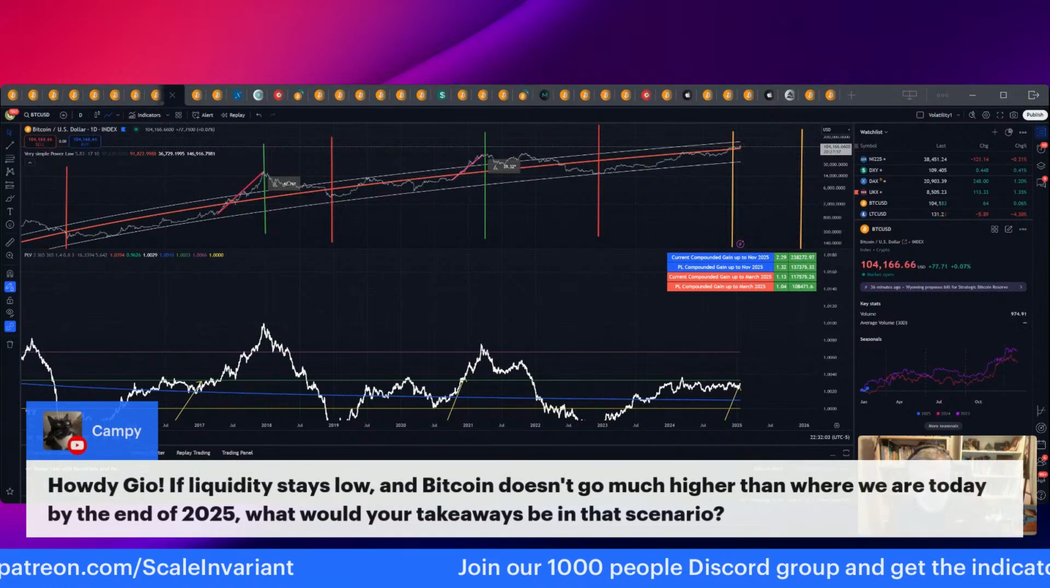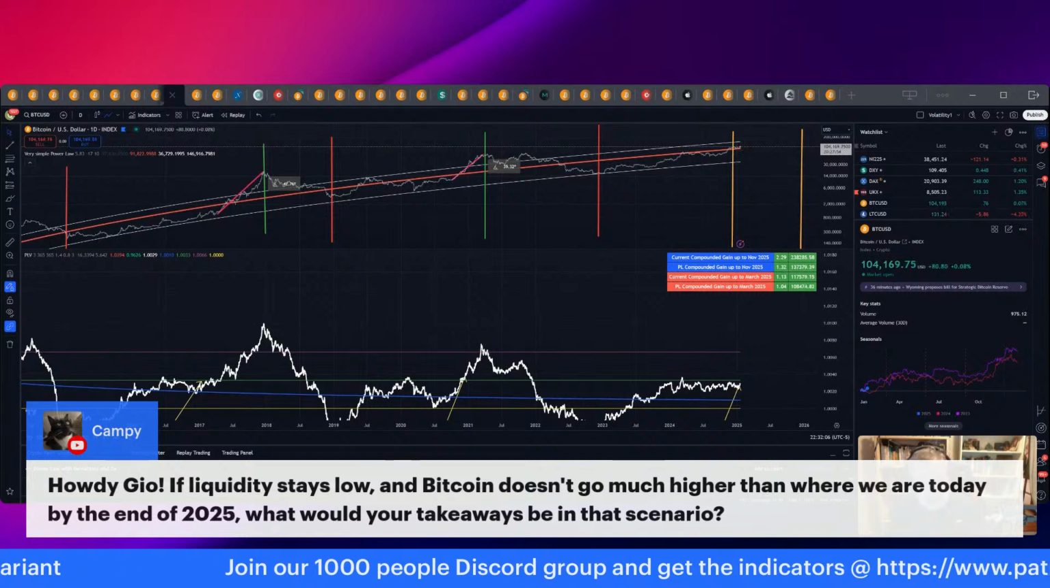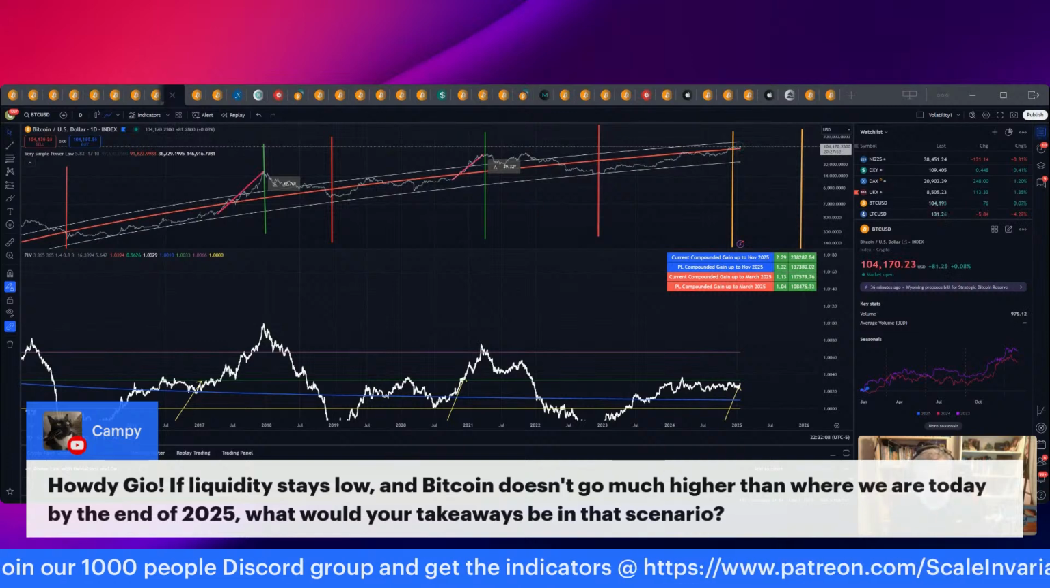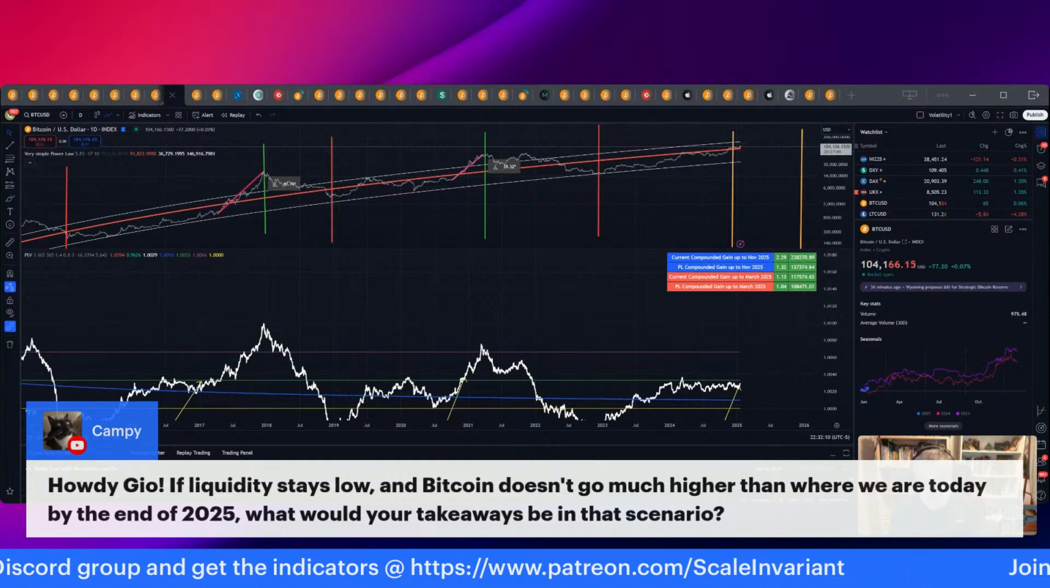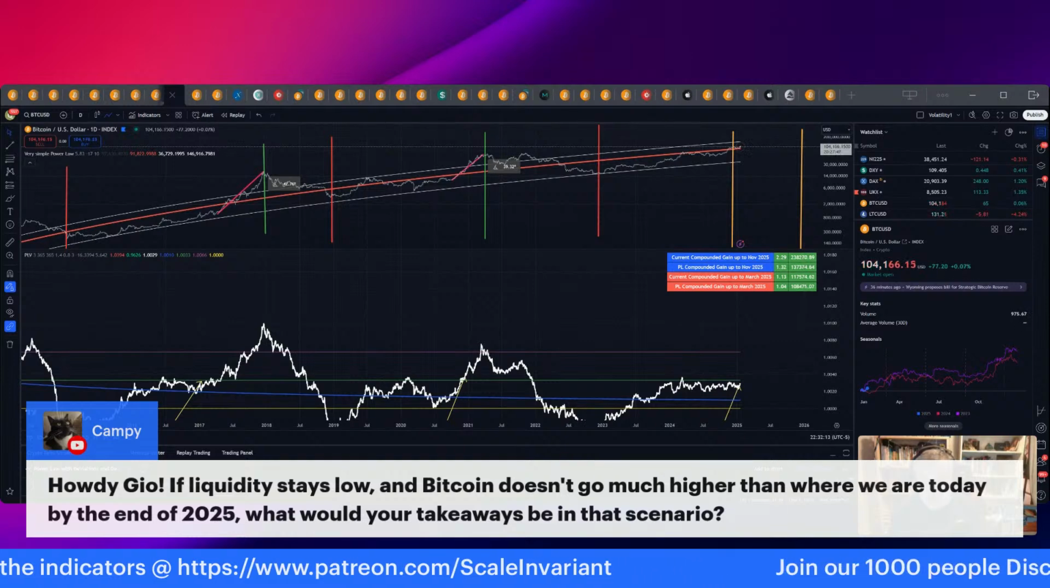Okay, let's look at this question. If liquidity stays low and Bitcoin doesn't go much higher than where we are today by the end of 2000, what do you think will be in that scenario?